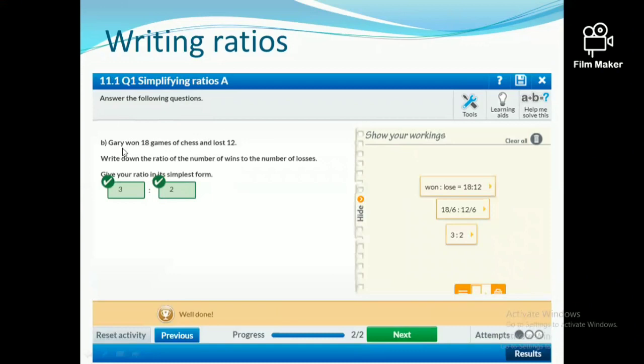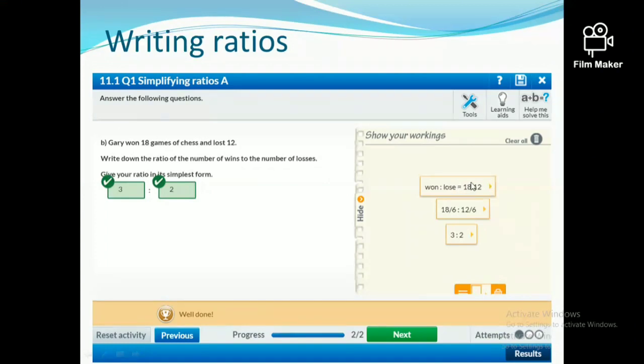If you come up with this question, Gray won 18 games of chess and lost 12. That means the winning count is 18 and the losing count is 12. Now write the answer in the simplest form. See from which number you can divide both 18 and 12 at once.